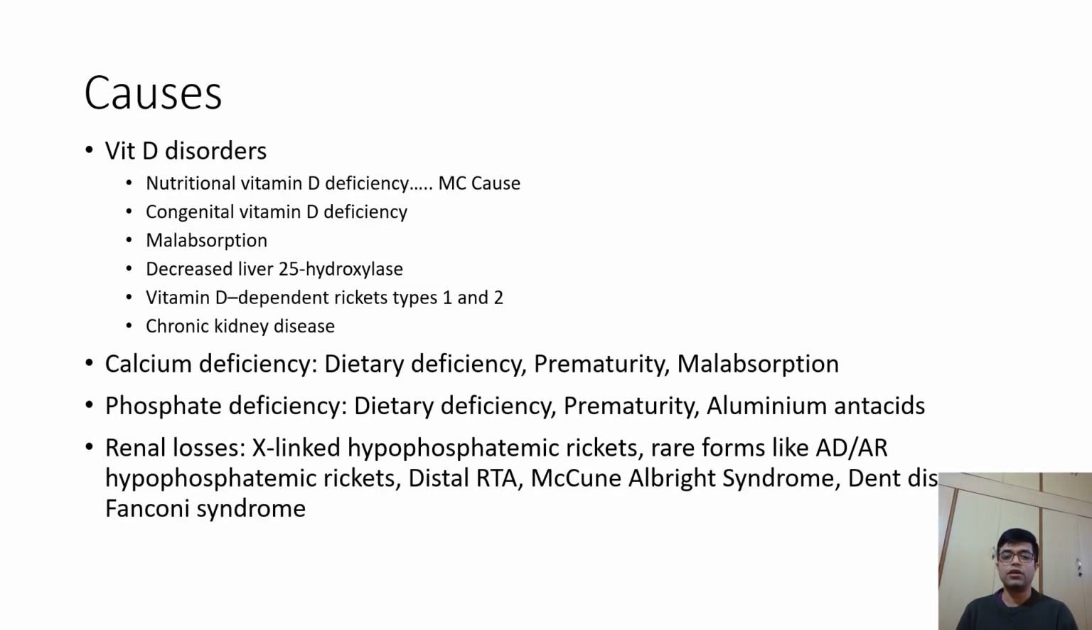And then we have the renal losses, which include the rare forms like X-linked hypophosphatemic rickets, distal RTA, McCune-Albright syndrome, Dent disease, and Fanconi syndrome. If somebody asks tumor-induced rickets or tumoral calcinosis rickets, that will also be included in the renal losses. So these are the causes. Overall most common cause, nutritional vitamin D deficiency.